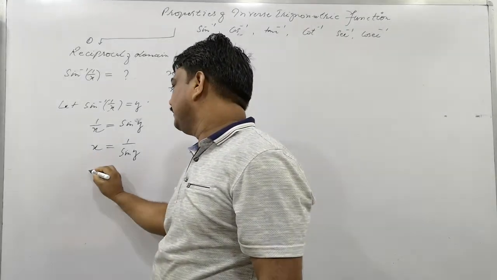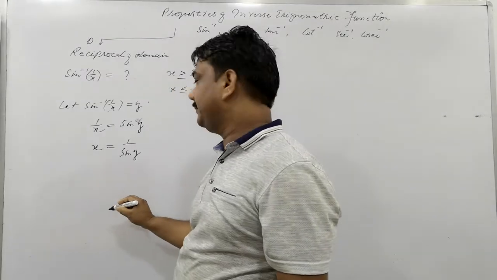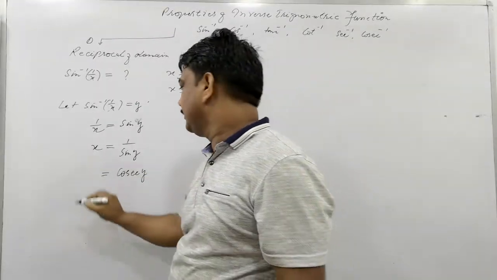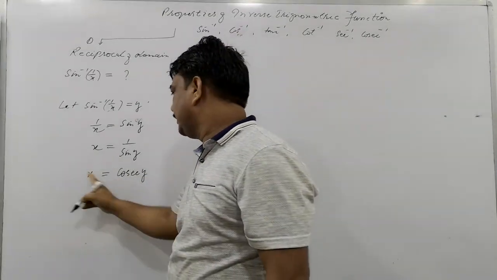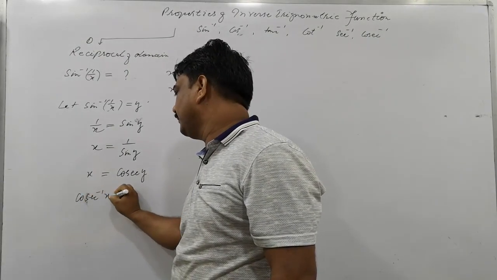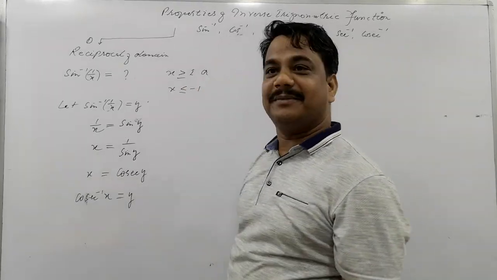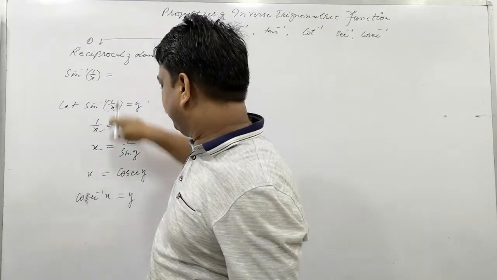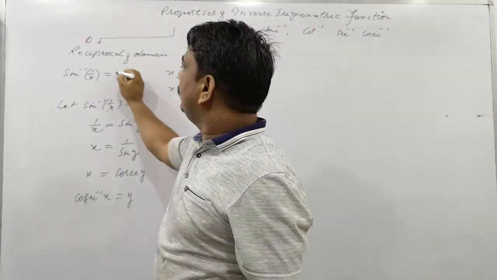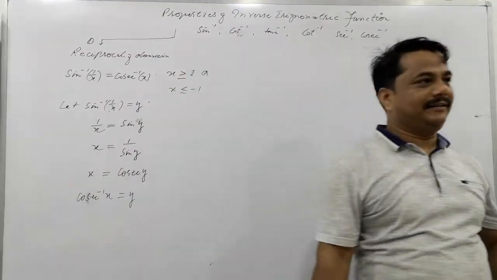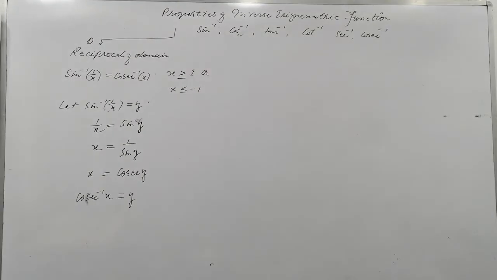So what do we write here? 1 by sine y means what? Cosec y. Can we write this? And here x also. So cosec inverse of x is y. What does this mean? If we invert the domain, then in the place of y, cosec inverse x will come. This is the first property. In place of sine inverse 1 by x, we can write cosec inverse x.